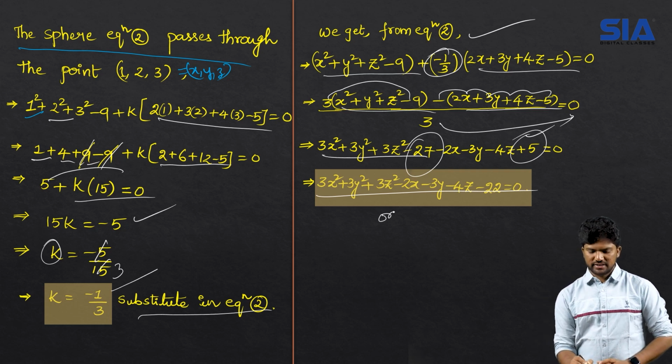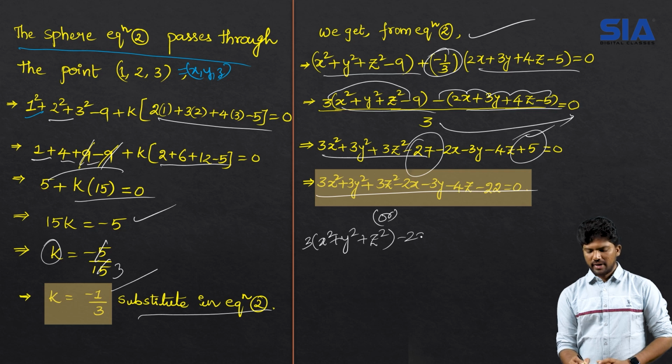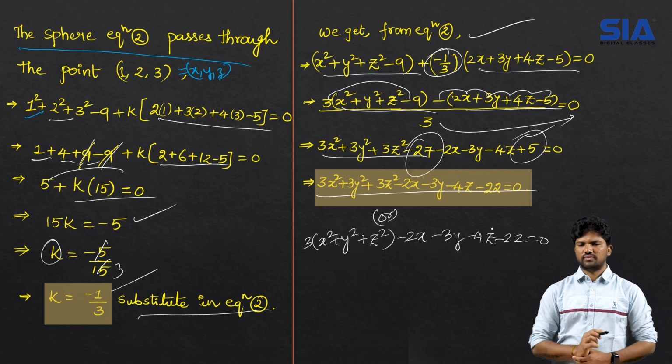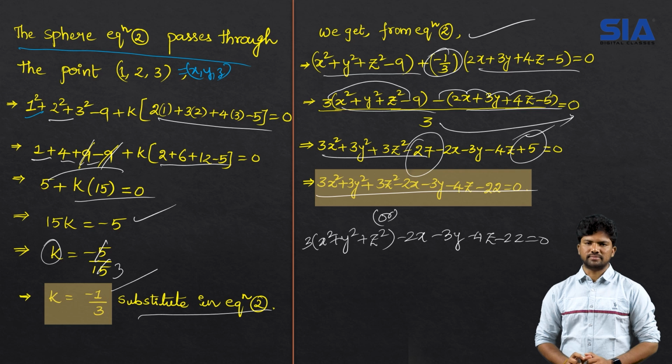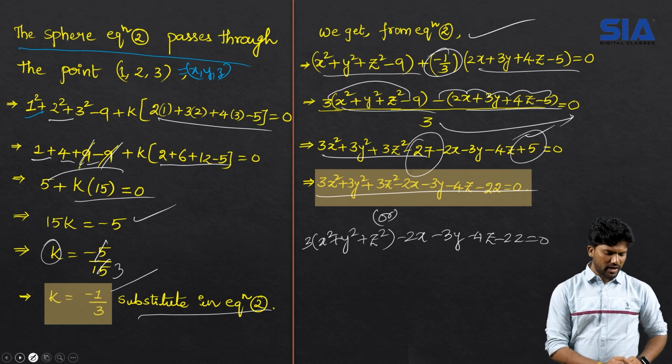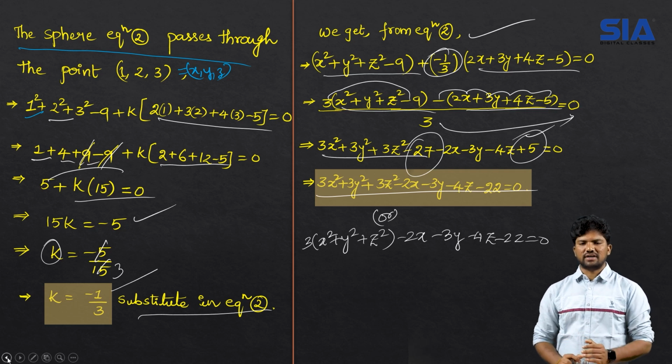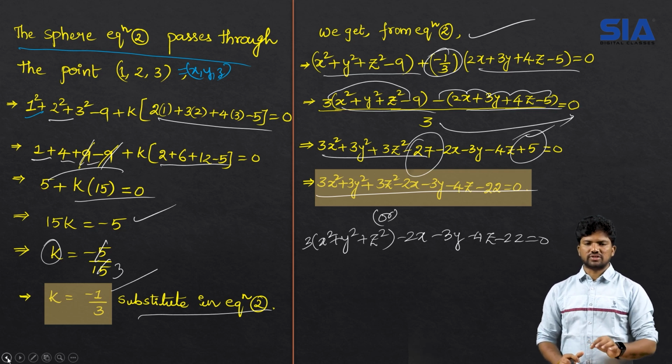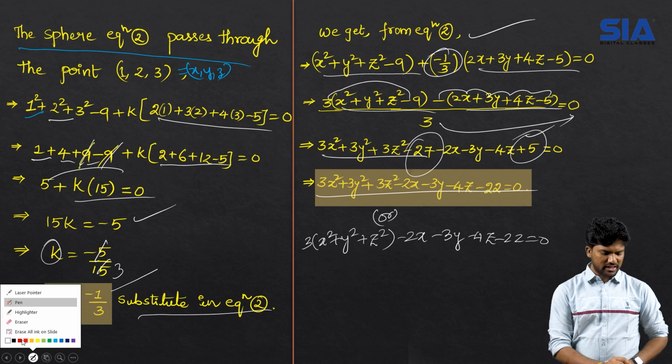So we can also write this equation as, if you take 3 common from x square plus y square plus z square, and minus 2x minus 3y minus 4z minus 22 equal to 0. We can also write in this form, even if you take that 3 common. So in this format we have to find the required sphere equation. After finding the equation of the sphere, cross check once: if you substitute the point (1, 2, 3), that point should satisfy the given equation. So now let's check that condition.